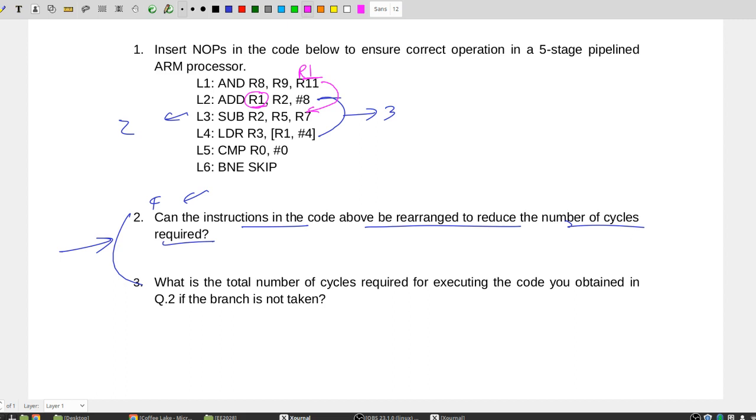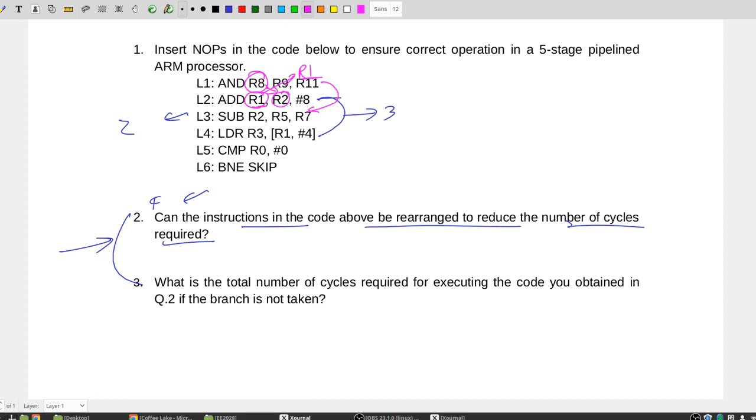Okay. The second check is that this does not have any dependency this way. So you have to check on both diagonals. So if R8 was used by the second instruction, then the first instruction cannot be after the second instruction, right? Because the second instruction uses something which was created by the first instruction.